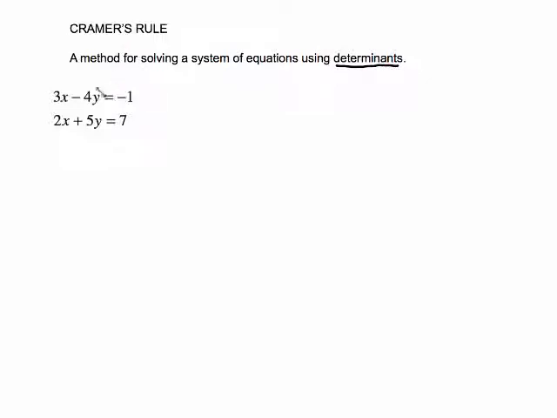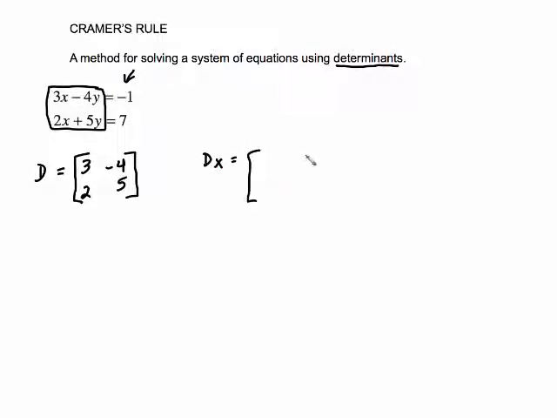For Cramer's rule, you want to take this matrix right here, ignore the constant column for right now, and I'm going to call this the D matrix, and that's 3, 2, negative 4, 5. That is the D matrix. I need to construct something called the dx matrix and the dy matrix. And they're very easy to make.